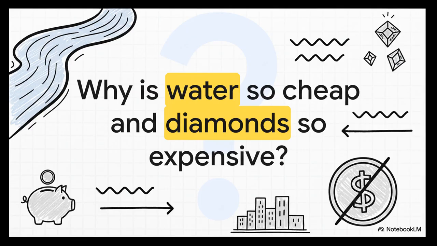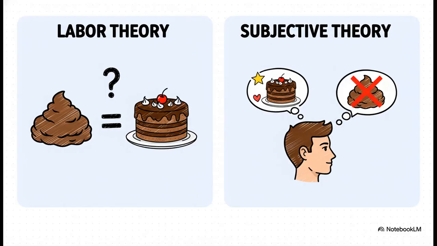Well, for centuries, economists really struggled to explain this. The attempts to solve it led to these two competing theories. First, you have the labor theory of value, which argued that value comes from the labor you put into something. The book uses this amazing analogy to show the problem with that. If you spend hours making a cake out of mud, the labor theory says it's just as valuable as a real cake, which is, of course, completely absurd.